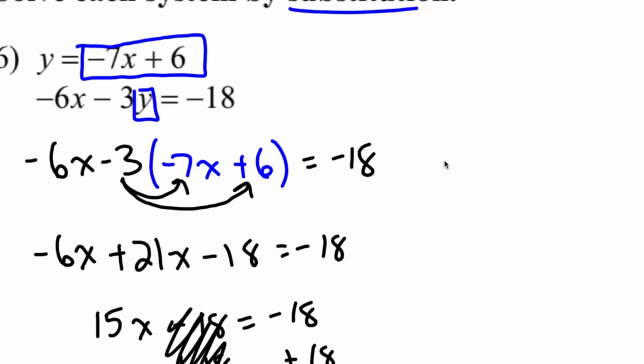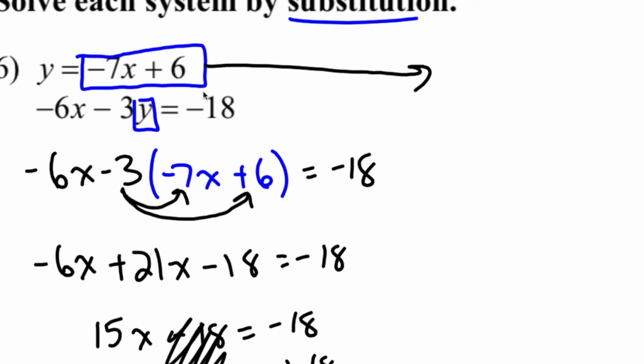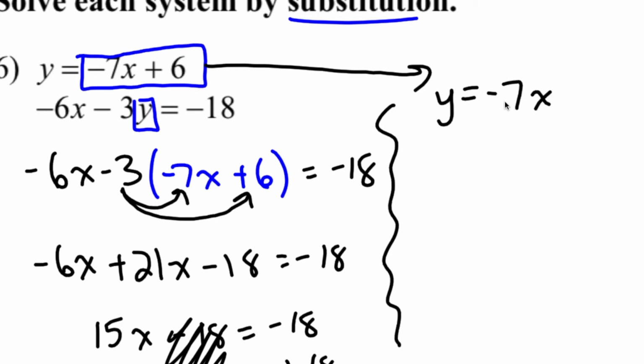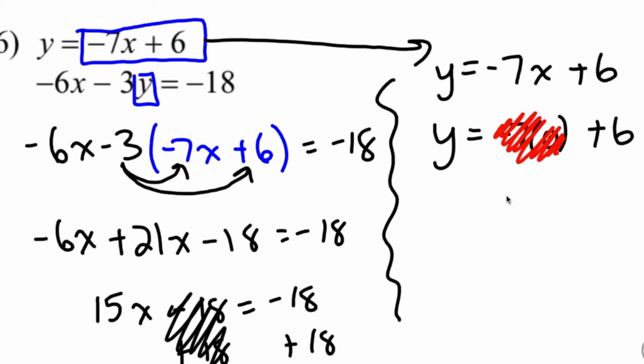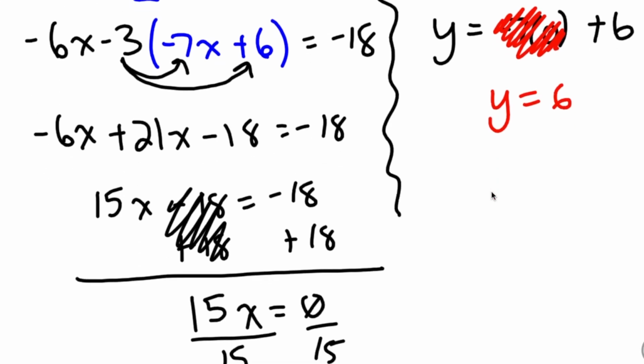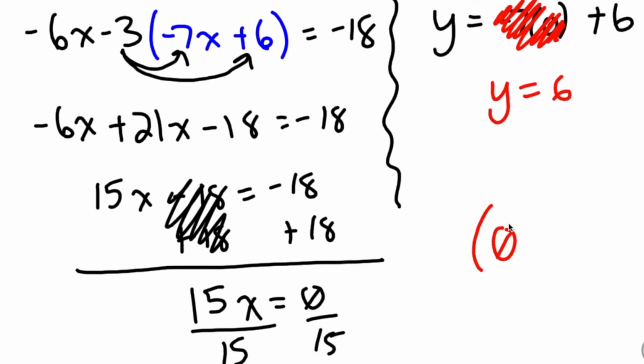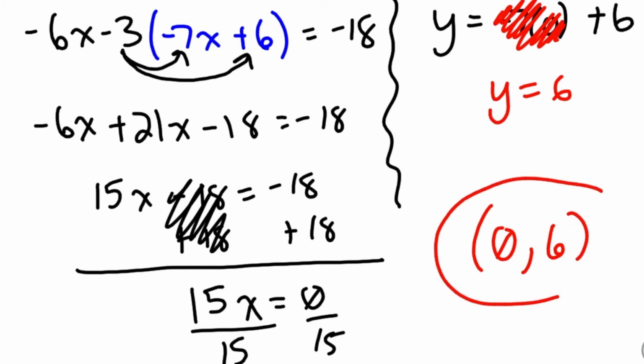So come back up here, take this equation that's already solved for y, and let's plug in x and solve for y. I'm just going to recopy this here real fast. I know that x is 0. Remember, we like it when 0 is an answer because it makes the math so much easier. Negative 7 times 0 is 0, so that's it. y equals 6. Final answer, 0 is the x, 6 is the y coordinate. So there's your final answer.